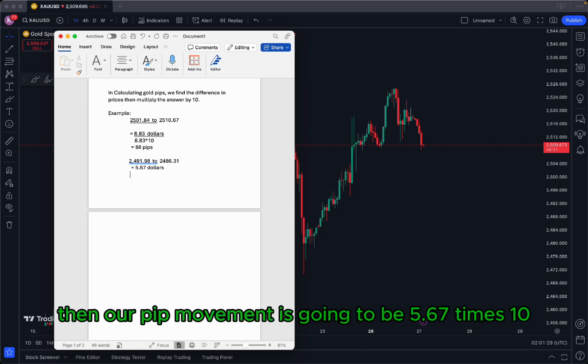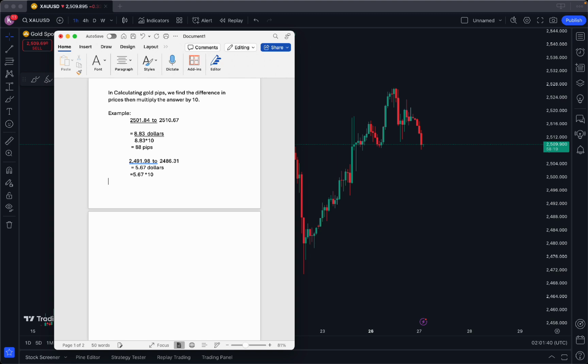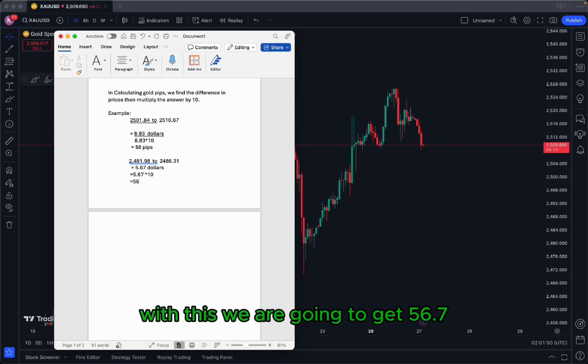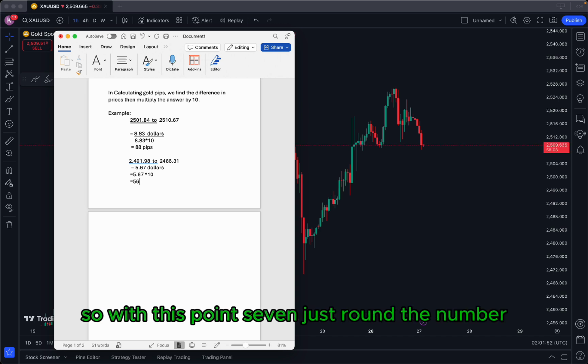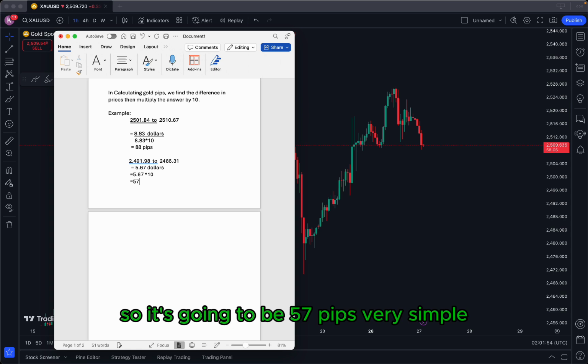Then our pip movement is going to be 5.67 times 10. With this, we are going to get 56.7. So with this 0.7, we just round the number. So it's going to be 57 pips. Very simple.